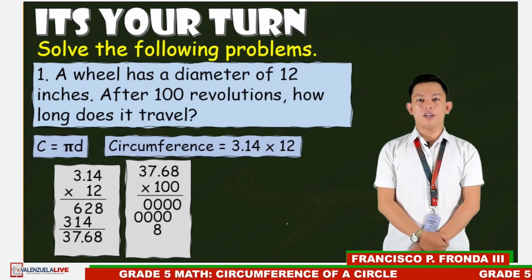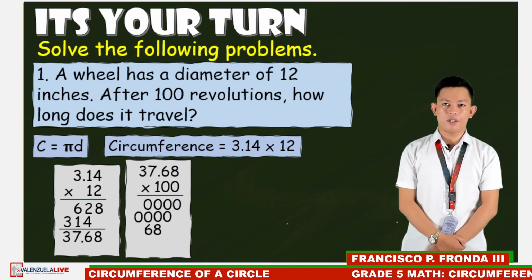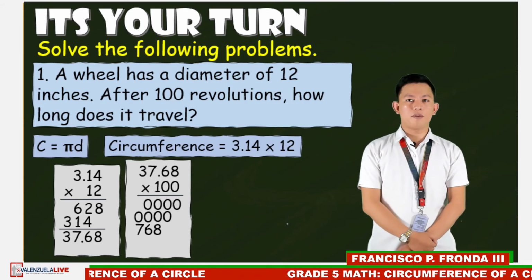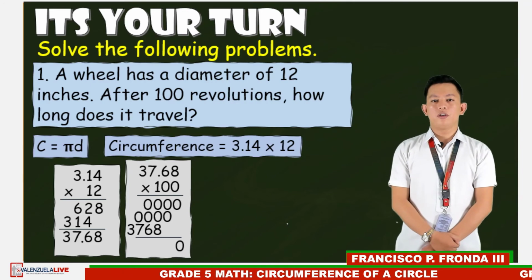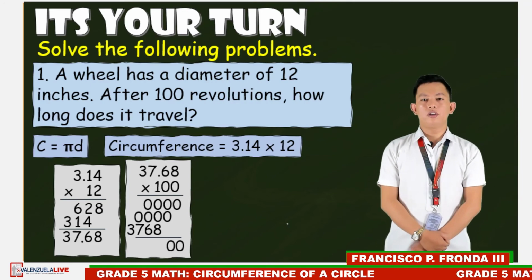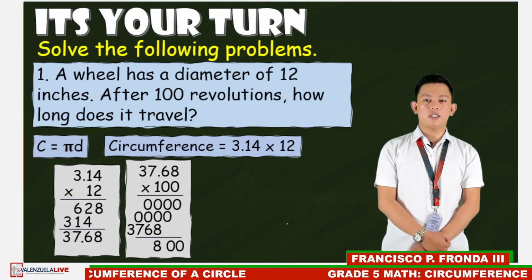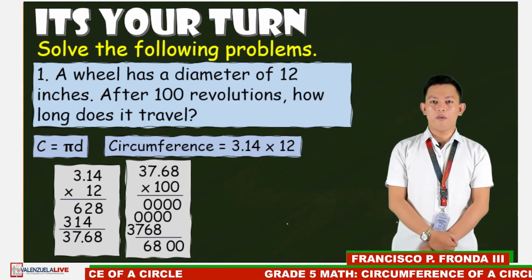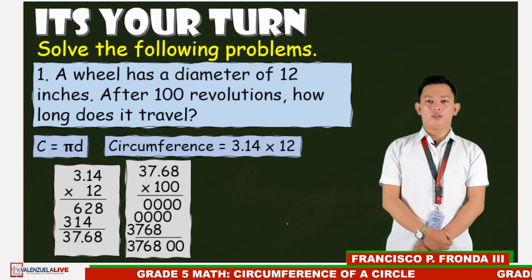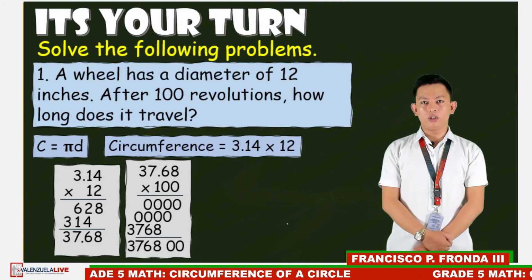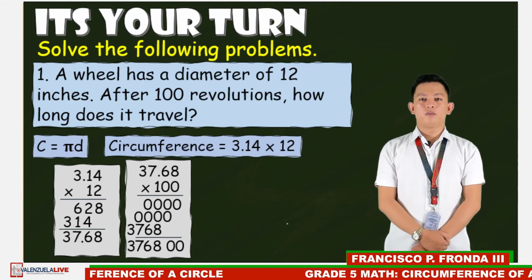1 times 8, the answer is 8. 1 times 6, the answer is 6. 1 times 7, the answer is 7. And 1 times 3, the answer is 3. Then add. Bring down 0. 0 plus 0 is 0. 0 plus 0 plus 8 is 8. 0 plus 0 plus 6, the answer is 6. 0 plus 7, the answer is 7. And bring down 3. Then take note, we're going to write the decimal point.